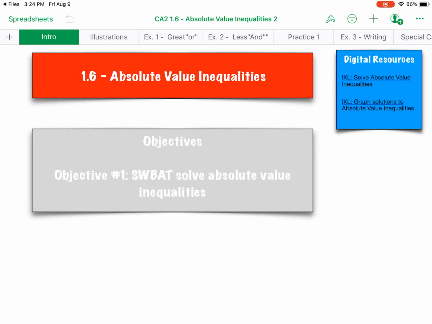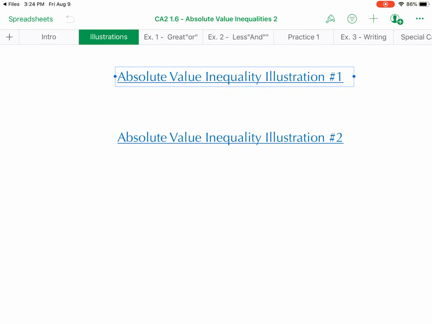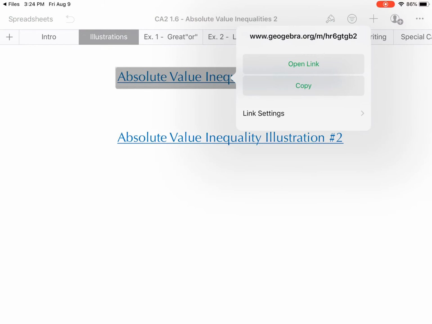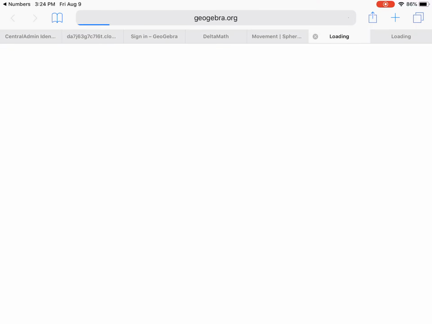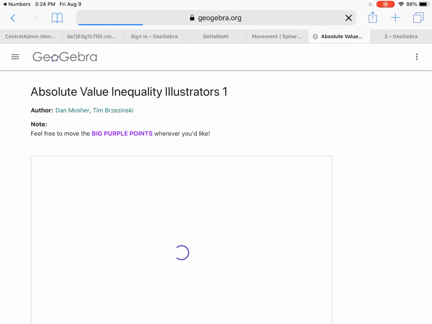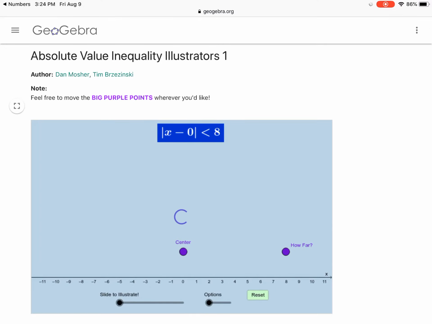All right, in this lesson, we're going to be looking at how to solve absolute value inequalities. Okay, I'm going to start off the lesson with a couple illustrations. So I'm going to open this link up here. And let's blow this up for you.